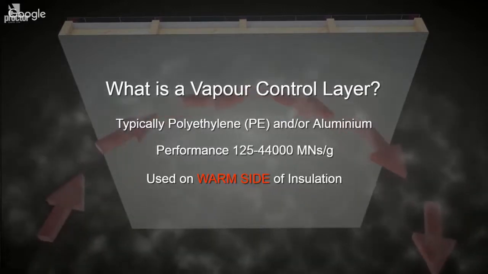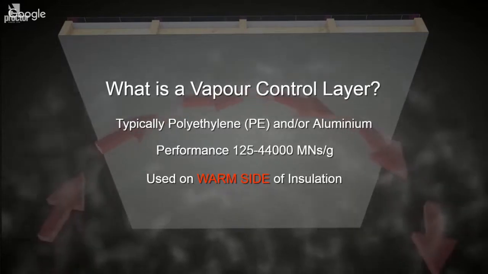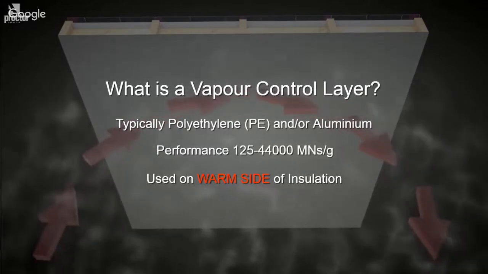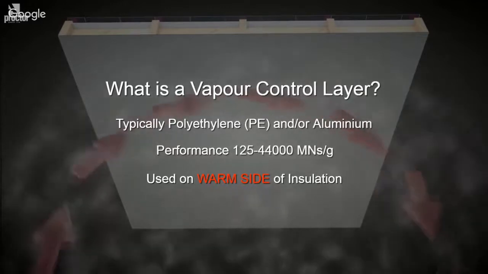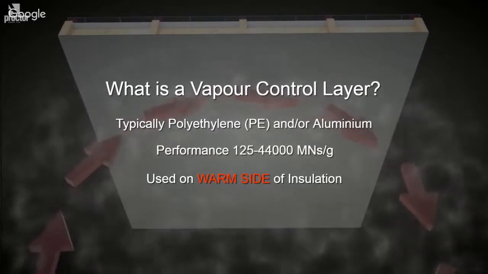And vapor control layers, being the complete opposite to breathable membranes, are always installed on the warm side of the heated envelope, therefore on the inside of where your insulation has been placed.